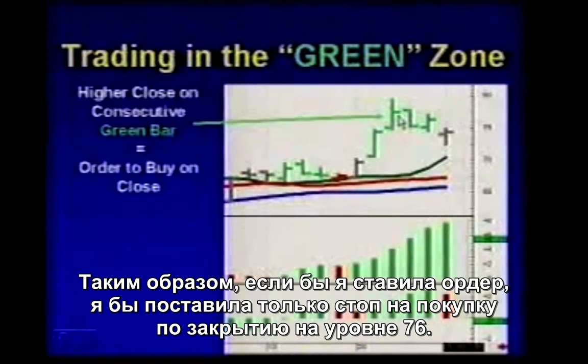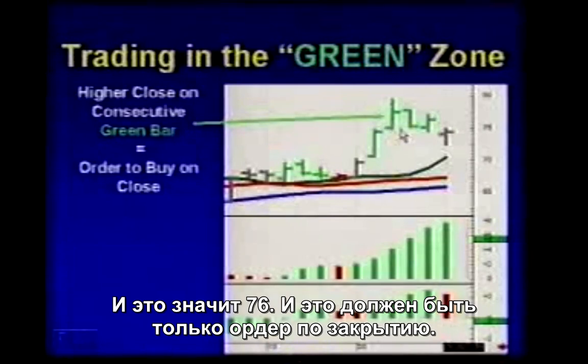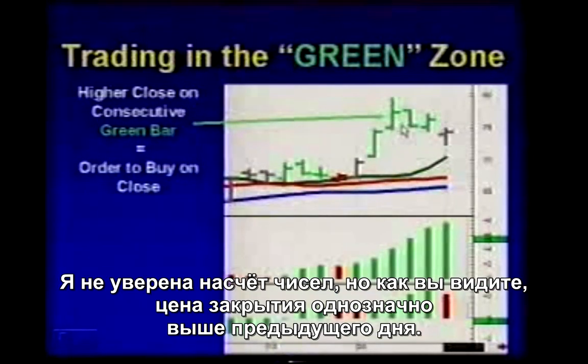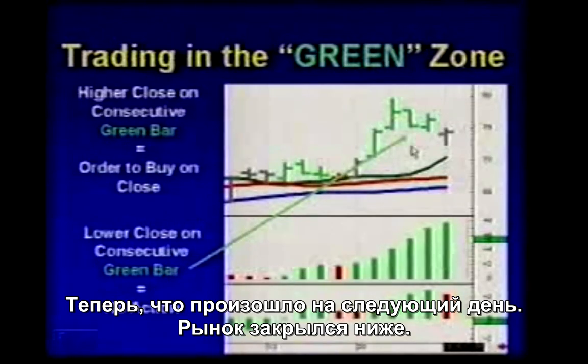So if I were going to place my order, I'd simply want to place a buy, stop, close only at 76, because I want it to be at least 1 tick higher than the close, so that puts me at 76, and it's a stop, close only order. So we actually got filled up here somewhere about 76 and a half, 78. I'm not sure with the numbers, but you notice that the close is definitely higher than the previous day. That's all that counts.